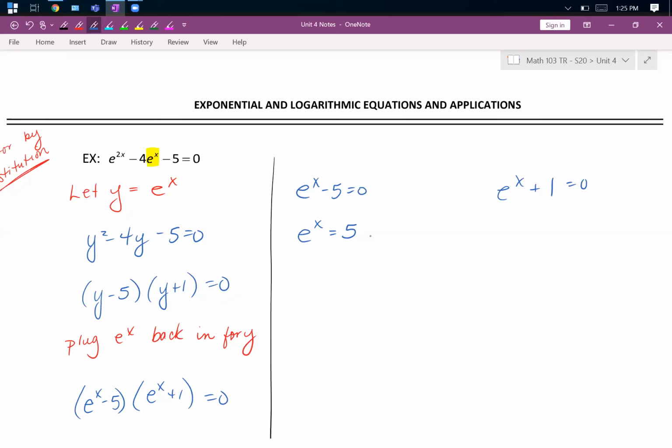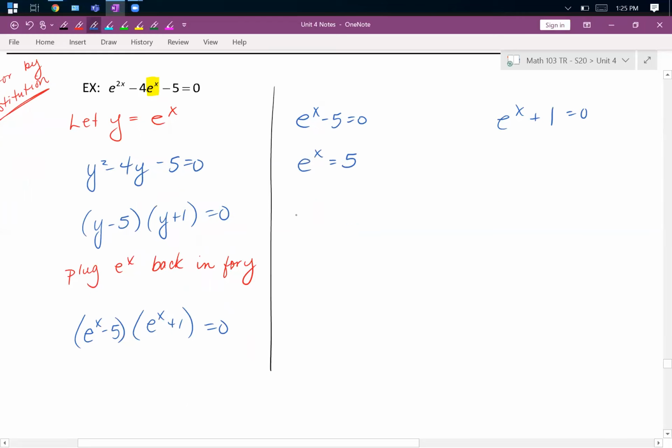Well, the one-to-one property is never going to work with e. E is an irrational number. We're never going to be able to rewrite another number in terms of that irrational number. So we need to rewrite it in logarithmic form. Our exponential base is e, therefore our logarithmic base is going to be e as well. This turns into the natural log of 5 equal to x.